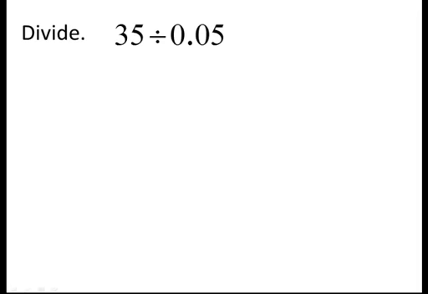Divide 35 divided by 0.05. I begin by moving the decimal point 2 places to the right in the divisor, so that I'm dividing by a whole number. I match that by also moving the decimal point 2 places to the right in the dividend.